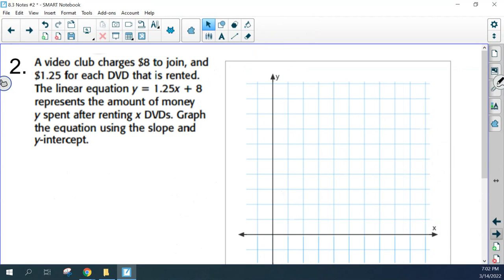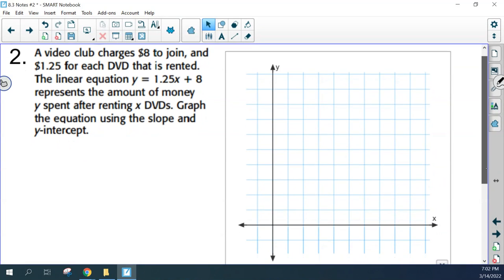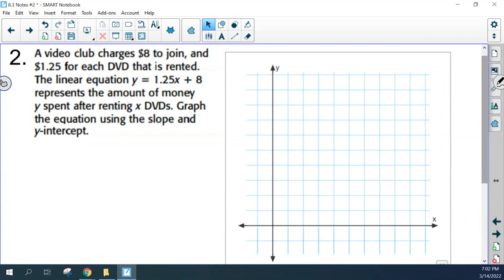Okay, number 2, a video club charges $8 to join and $1.25 for each DVD that is rented. So this is back in the day before streaming services were around. The linear equation y equals 1.25x plus 8 represents the amount of money after getting x DVDs. Graph the equation using the slope and the y-intercept.